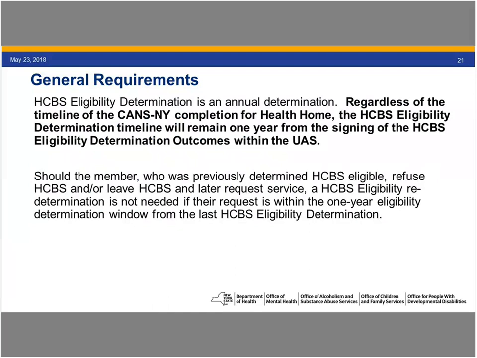HCBS eligibility determination, as we mentioned, is on a yearly determination regardless of the CANS. Should the member who was previously determined HCBS eligible refuse HCBS services or leave HCBS services and later request HCBS services, eligibility determination is not needed. So HCBS is good for 1 year, whether or not the child's accessing those services or not. So the child may be in services or may go to a different type of service and want to postpone HCBS and then come back later. If it's within that 1 year, they are still eligible. A redetermination is not necessary.